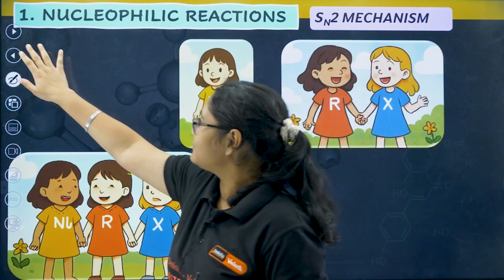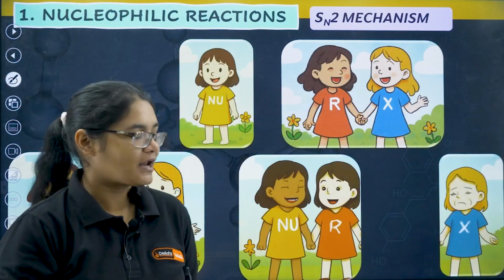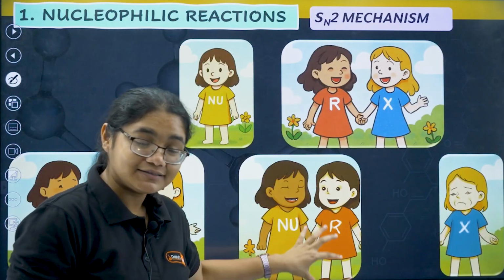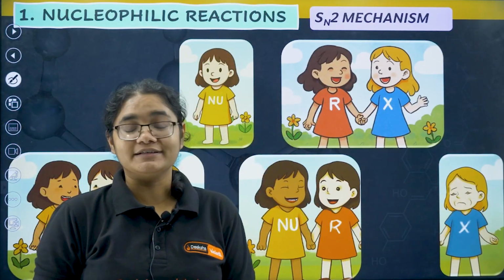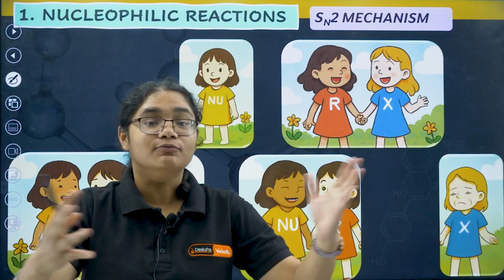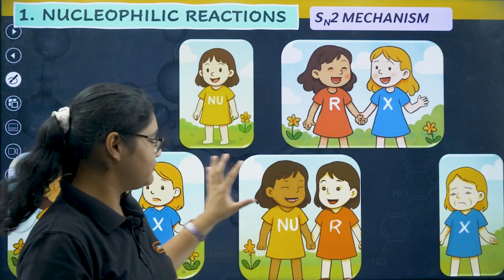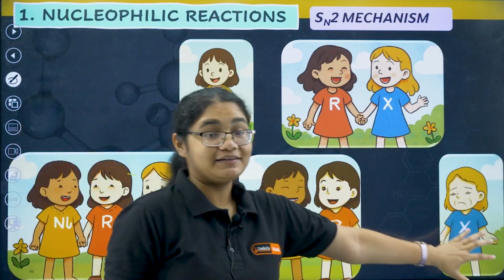So after a few days, R and Nu became very close friends, and what happened to X? X was removed from their friendship. This three-way friendship now became 2 + 1.